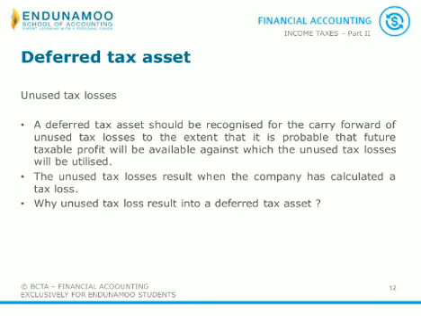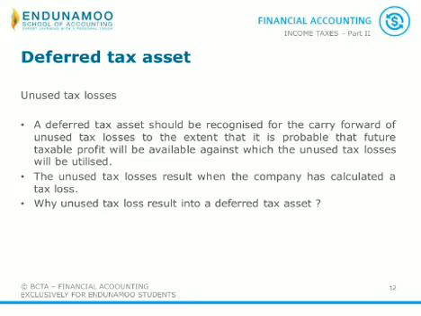at a concept called unused tax losses. Okay, unused tax losses. A deferred tax asset should be recognized for the carry forward of unused tax losses to the extent that it is probable that future taxable profit will be available against which the unused tax losses will be utilized. The unused tax losses result when the company has calculated a tax loss. Why do unused tax losses result into a deferred tax asset?